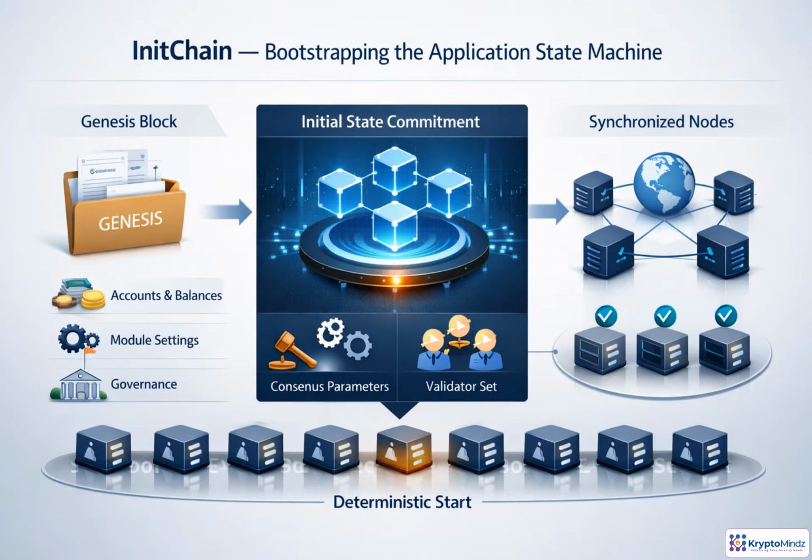InitChain is the chain's starting handshake between CometBFT and the application. At Genesis, the app loads accounts, balances, module settings, governance rules, consensus parameters, and the initial validator set. From that exact input, it creates the first application state commitment, the baseline every node must share. The critical requirement is determinism. If two honest nodes read the same Genesis file, they must produce the same starting state and app hash.